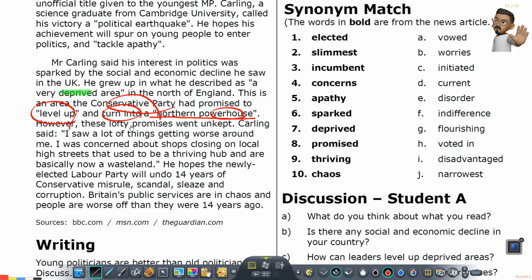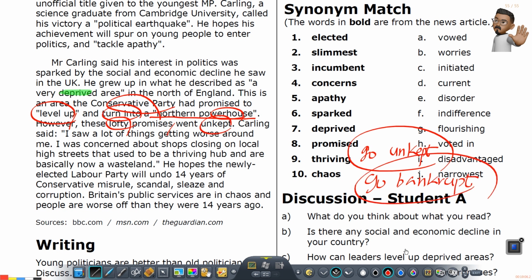However, these lofty, 고상한, lofty promises, when unkept. What is that? Go unkept. That's right. 그래서 이런 것들은 신문이 아니면 알 수 없죠. 지켜지지 않다. 비슷한 게 있어요, 여러분. Go bankrupt. What does that mean? 파산하다. So these lofty promises when unkept.